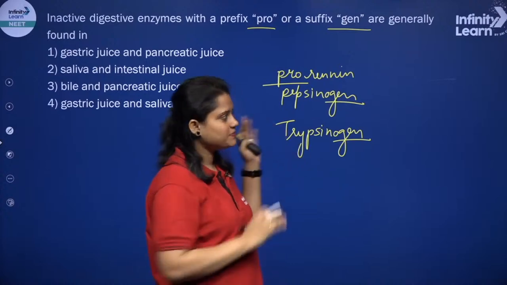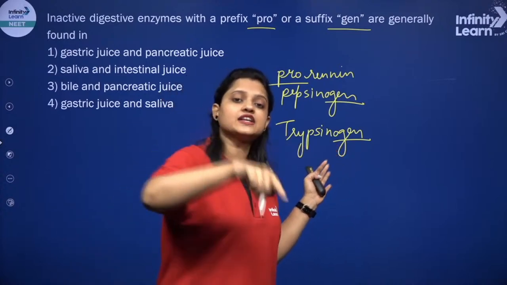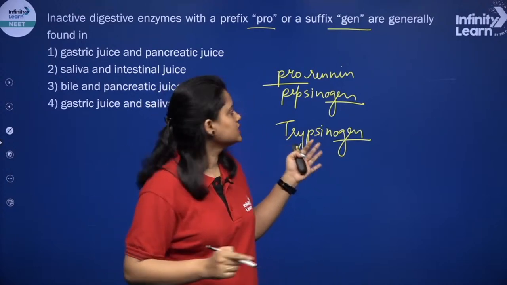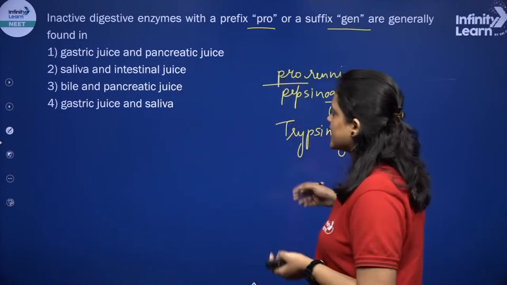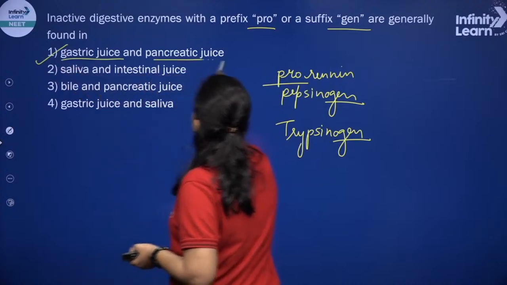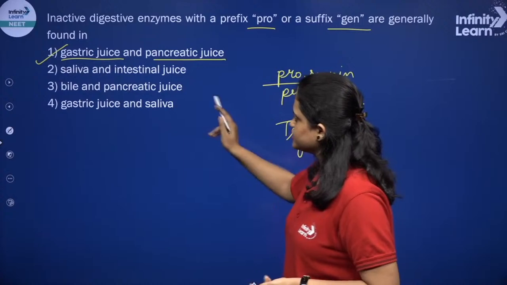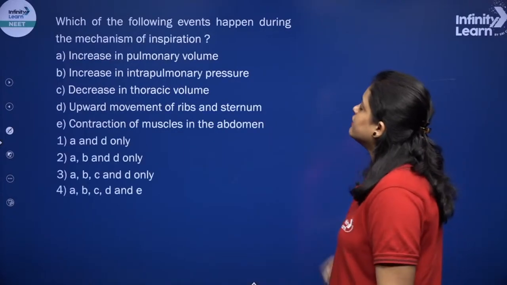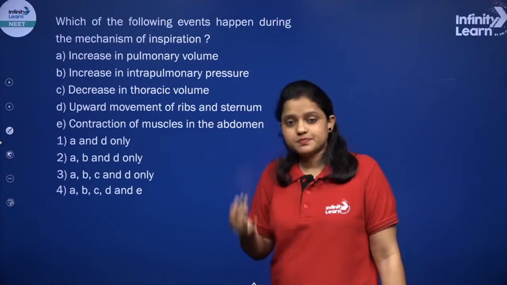And when it is present in the name of any enzyme, that means that enzyme is in inactive form. It needs to be activated for working, right? So prorenin, pepsinogen, trypsinogen, these are inactive forms of enzyme and they are released from stomach and pancreas in the form of gastric juice and pancreatic juice. So the correct option for this question will be 1. Next question. Which of the following events happen during the mechanism of inspiration?